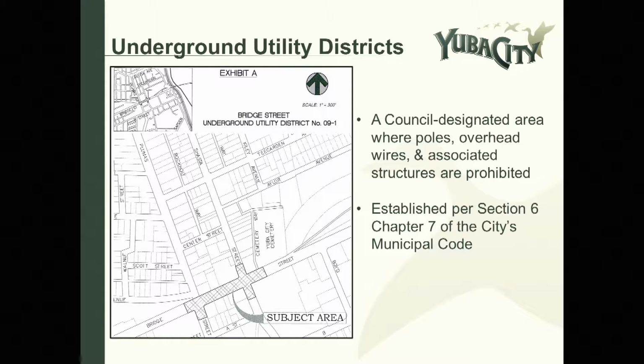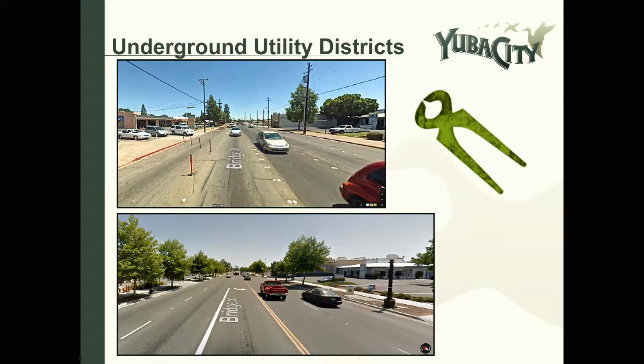So you'll have overhead PG&E, telephone, communications like Comcast, AT&T. Right here, I listed an example area. This was a previous project back in 2009 from Shasta to Plumas on Bridge Street, where we undergrounded that area when we did the improvement. So I took a screenshot. On the top is a 2007 picture, and then on the bottom is a 2009 picture. Kind of show the difference.